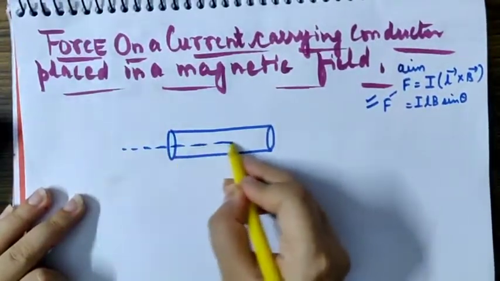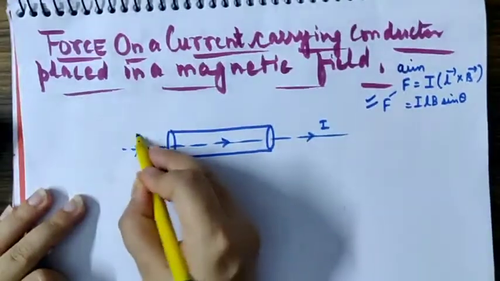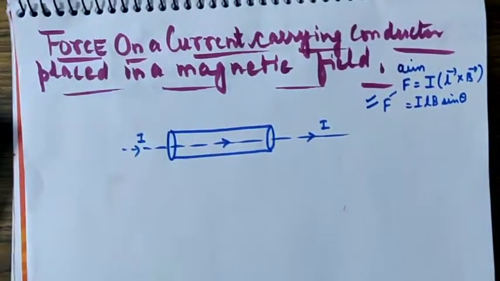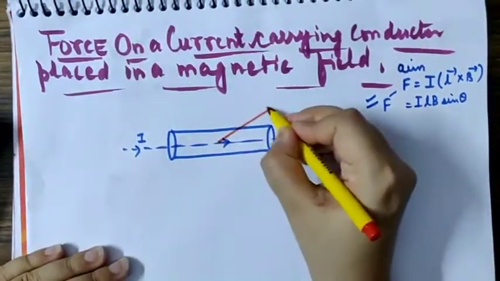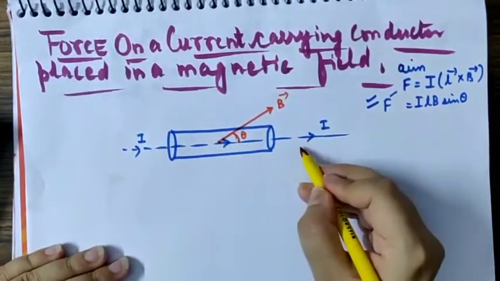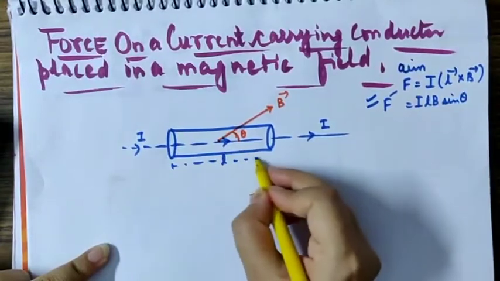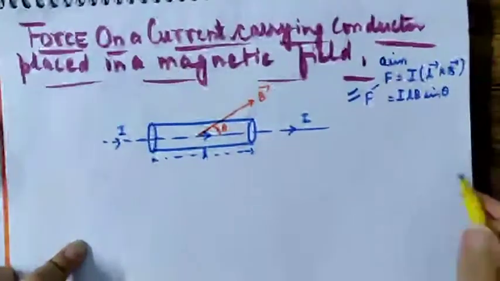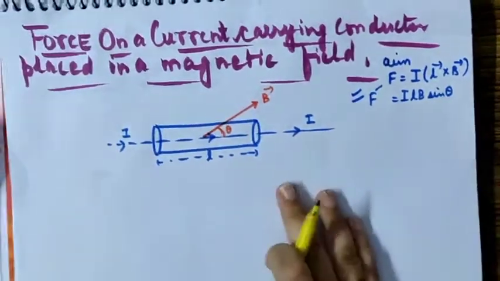So the current flowing through the axis is given as I. The current is flowing in this direction. Where the magnetic field is, you can suppose the magnetic field to be present here. The magnetic field makes an angle theta with the direction of current, or say with the direction of length of this conductor. What are the notations that we are going to discuss in this particular case?